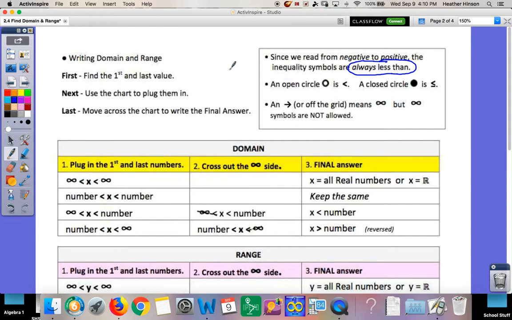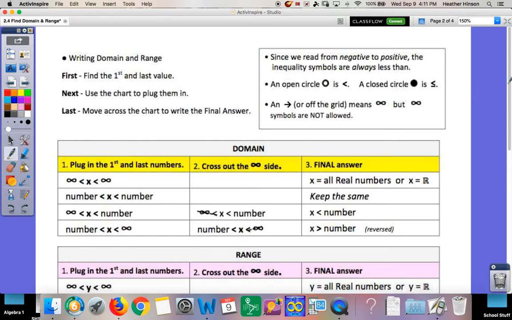If your graph goes off the grid, like some of the parabolas that we saw in lesson 2.1, where they just kind of go off, that means they're going to get arrows. Those are going to be infinity symbols. However, infinity symbols are not allowed to be put in domain and range. So this chart down here is going to tell us what to do with those infinity symbols.